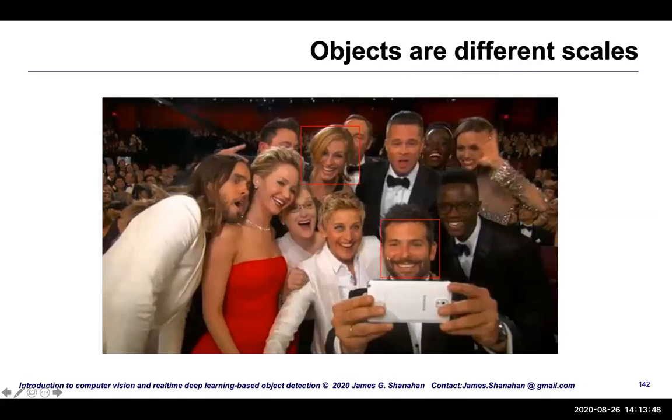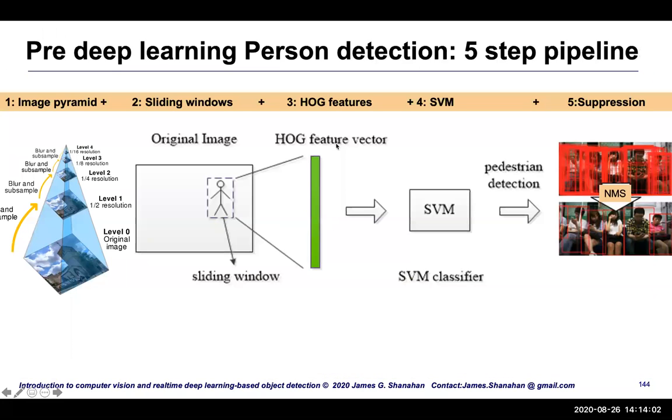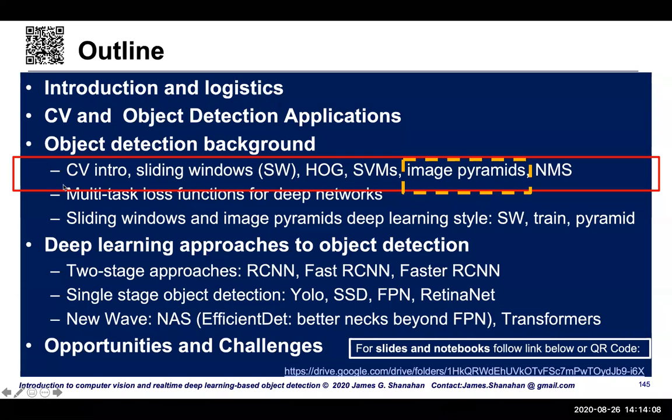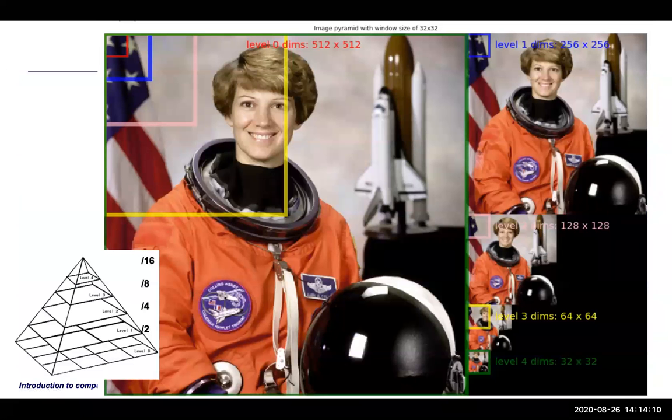So you can imagine that here is a person, and you can see their face is this size. Now here's another person, and her face is actually not this big. So I have to deal with scale. And so how do we deal with scale? We have this idea of a window pyramid, which we'll talk about right now.